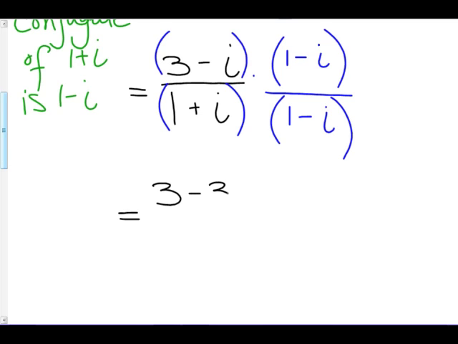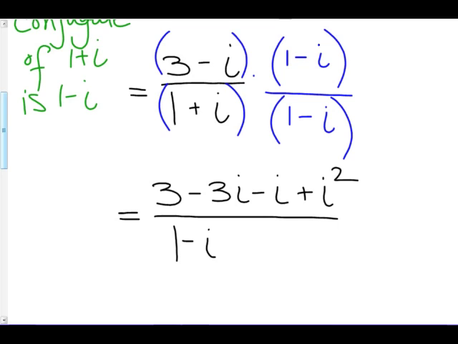3 times 1 is 3, 3 times negative i is negative 3i, negative i times 1 is negative i, and negative i times negative i is positive i squared. Now on the bottom, 1 times 1 is 1, 1 times negative i is negative i, times 1 is i, and our negative i and plus i cancel out because we had a difference of squares and we have minus i squared.